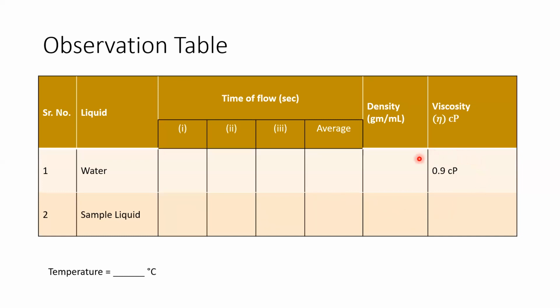The viscosity of water is given, that is 0.9 centipoise. Note down the room temperature using a thermometer in degrees Celsius. To determine the viscosity, you have to use the formula. Eta 2 is equal to rho 2 into T2 divided by rho 1 into T1, multiplied by eta 1.